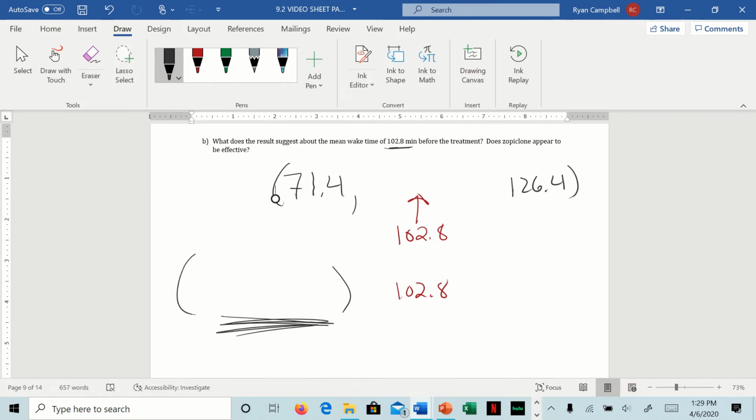This would mean that for this entire confidence interval, any number we choose in here, you are asleep more often, right? You are awake less often is another way we could say that. So this would mean that the Zopiclone is effective. That is not the case though, right? Ours is right slap dab in the middle.